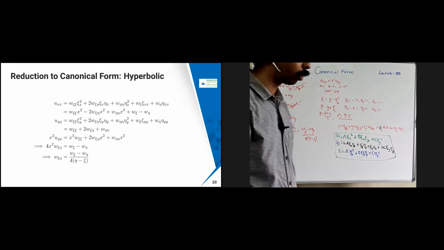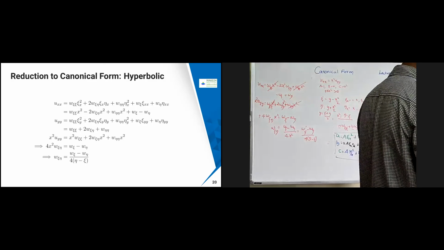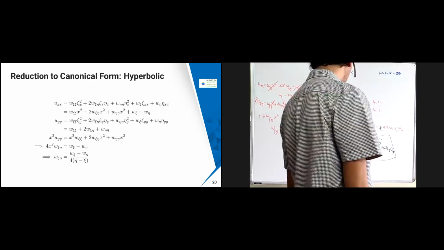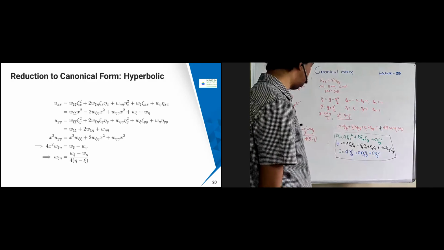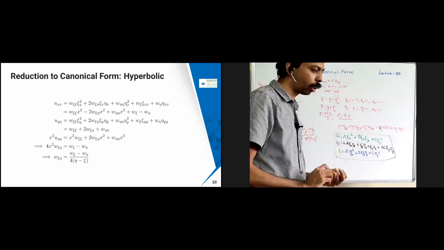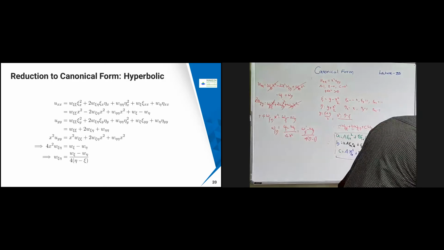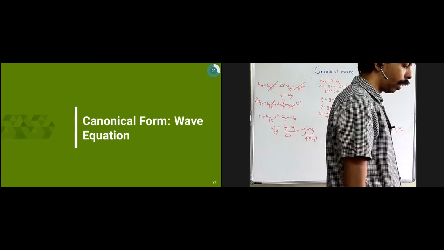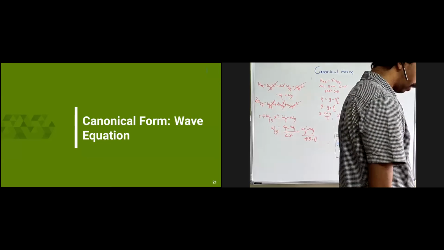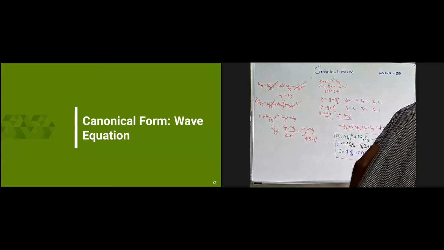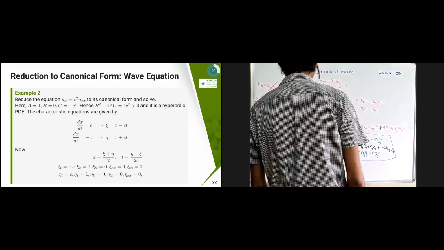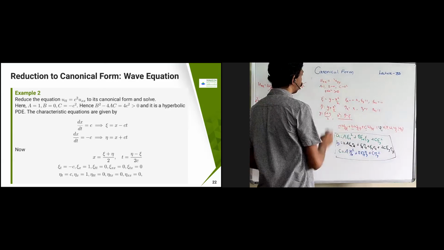Okay, so this is going to be my equation. Or I can write a minus symbol here. So this is going to be my canonical form. In the same way, you can solve the wave equation also. For the wave equation, we have c square u_xx instead of x square u_xx.